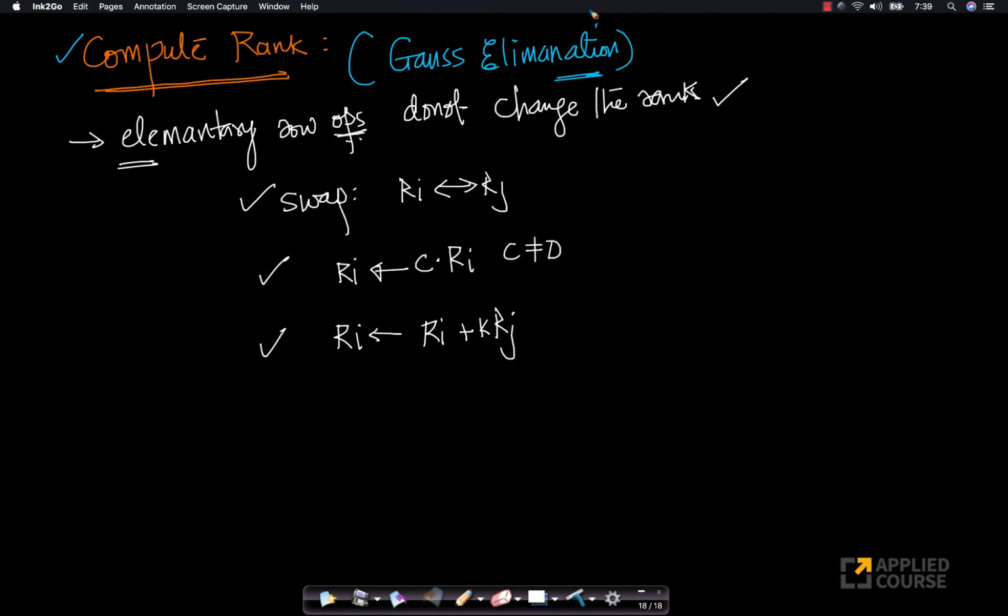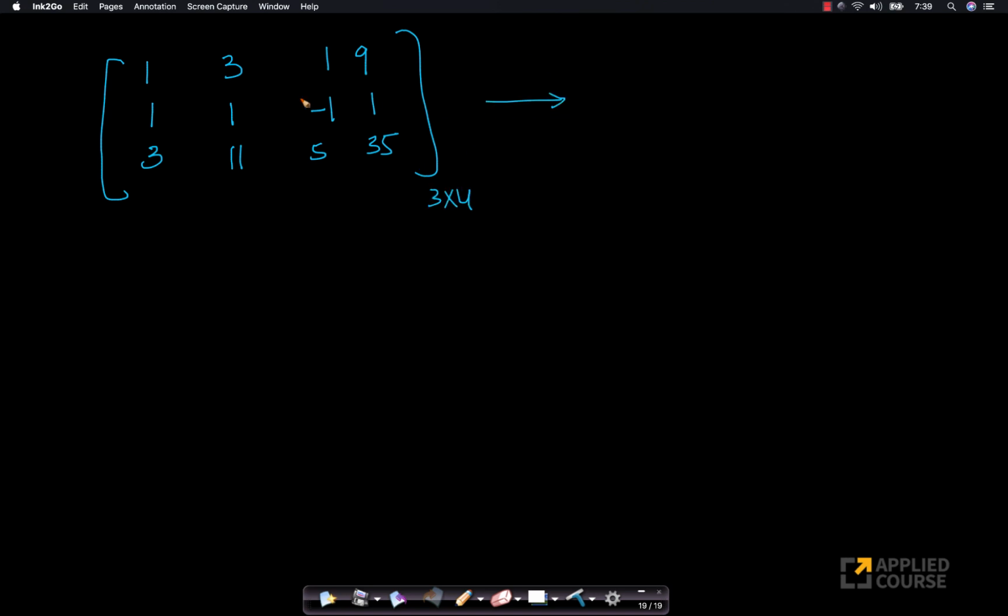It's a very, very simple algorithm. Computer science students, especially when I was a student myself, used to implement Gauss elimination in the C programming language as an exercise. So, it's a very simple algorithm, nothing very fancy. Let me take an example and solve it for you. So, let's assume I have this matrix: 1, 3, 1, 9; 1, 1, minus 1, 1; 3, 11, 5, 35. I'll show it to you step by step. This is a 3 cross 4 matrix. First, I will transform this matrix as follows. Let's look at the first row. I'll start with the first row.